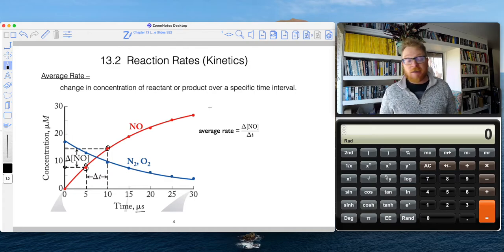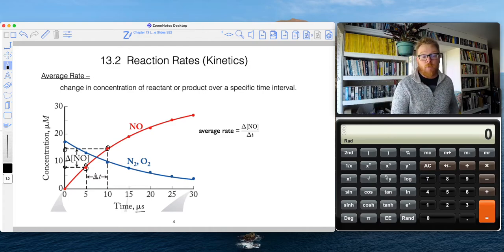And that could be done with spectroscopy the same way you did in lab with the equilibrium reactions, which is pretty much the preferred method for kinetics, is to use spectroscopy. So what we would then find over this average rate is we've got some delta NO, right, corresponding to that concentration. And then we've got some delta T. And then we could compute those numbers and get some average rate.